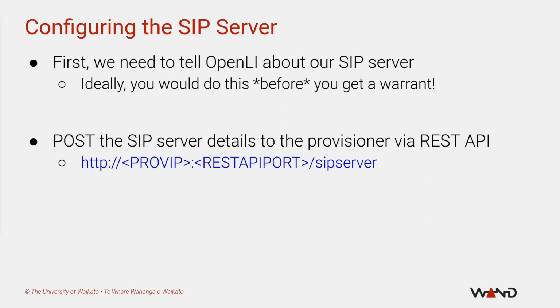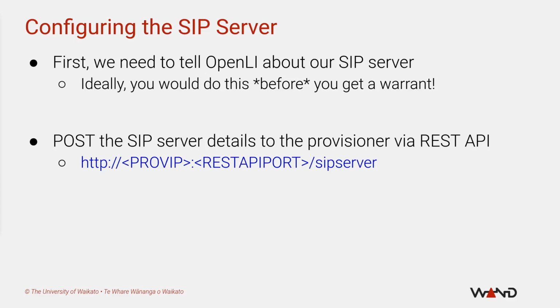The first thing that we'll need to do is to tell OpenLI about our SIP server, so that the collector has a way of picking out SIP traffic from the packets that it observes on the capture interface. In a real deployment, you would have already configured your SIP servers in OpenLI as soon as you had the deployment up and running, rather than waiting for a warrant to arrive from an agency. But since this is a tutorial exercise set in a lab environment, we're going to do the SIP server and VoIP intercept configuration back to back.